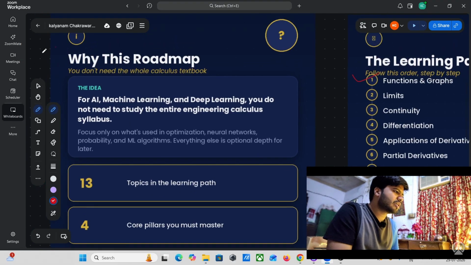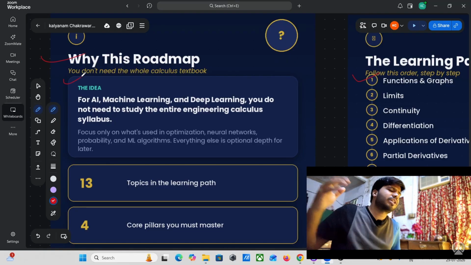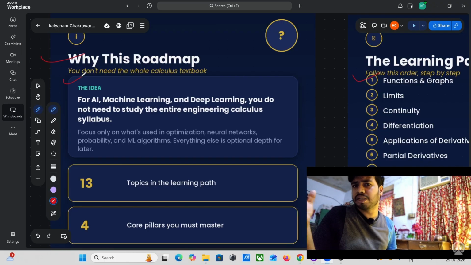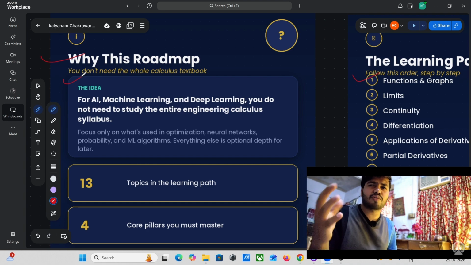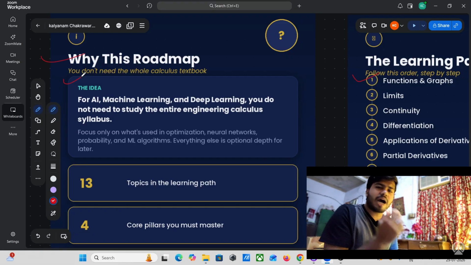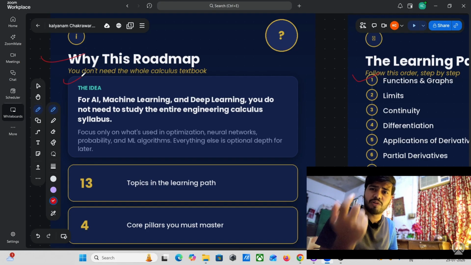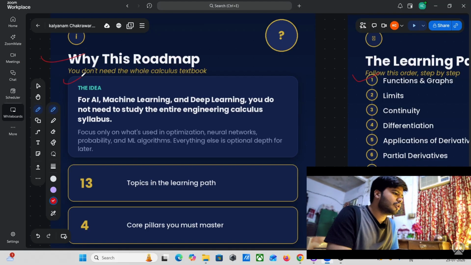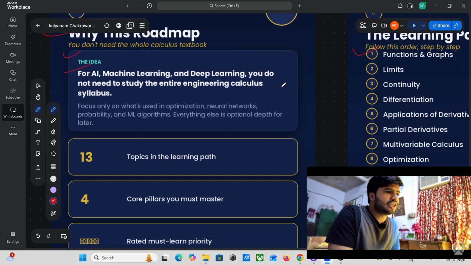And why this roadmap: you don't need to study the whole of calculus, if you already learned it in 12th grade or maybe in engineering mathematics, where a bunch of other things are also there in the syllabus. You don't need to learn each and everything inside the calculus book. So I break down only the important topics that are essential for an AI engineering kind of job role.